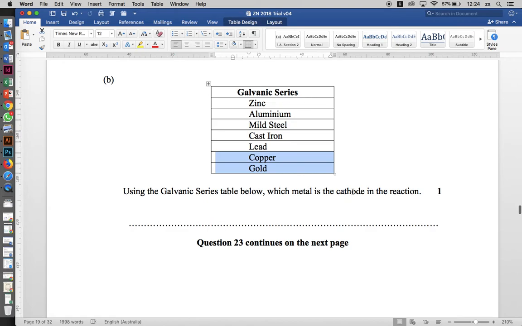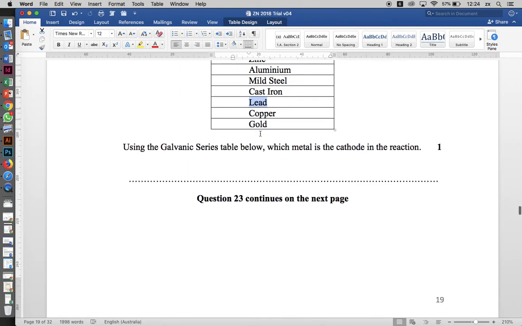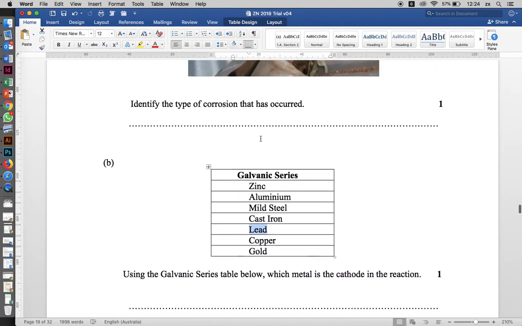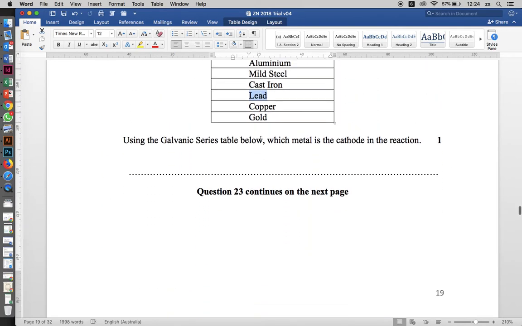Which one is the cathode? Well, we've got mild steel and we've got lead. Which one's closer to the cathode side? Lead. Yep, so we've got our cool cat, the rad cat, he's got gold behind him. Anyway, lead. The lead didn't rust, it was the steel that rusted. Okay.